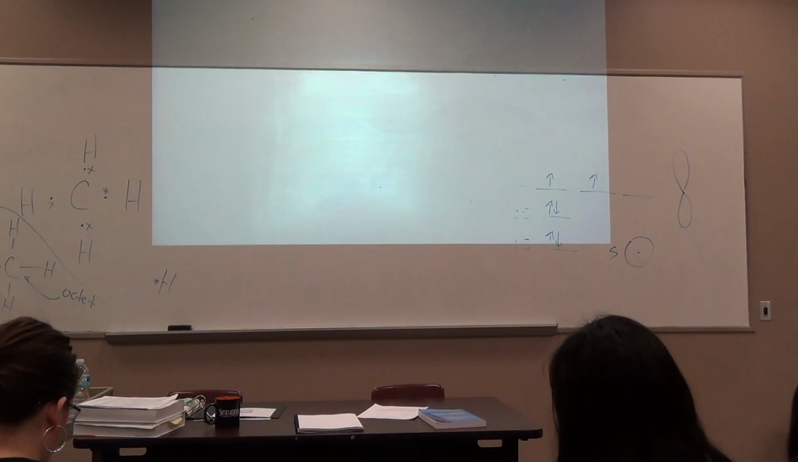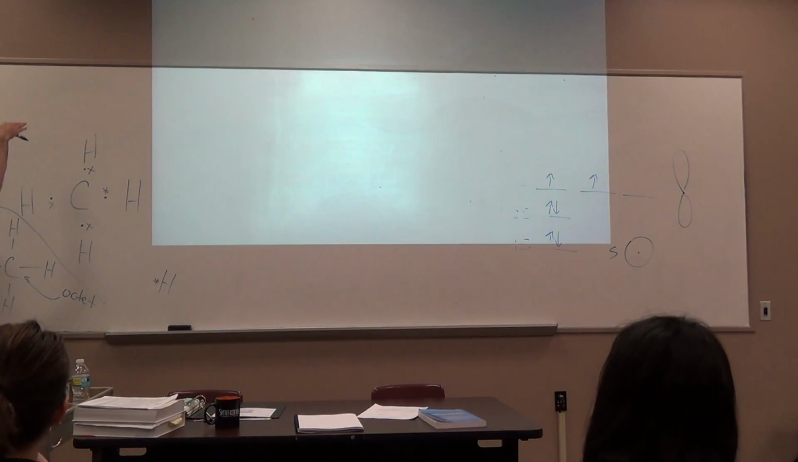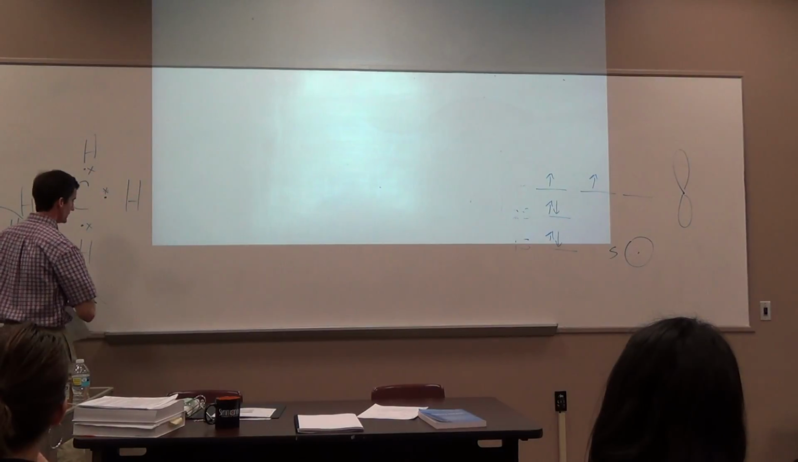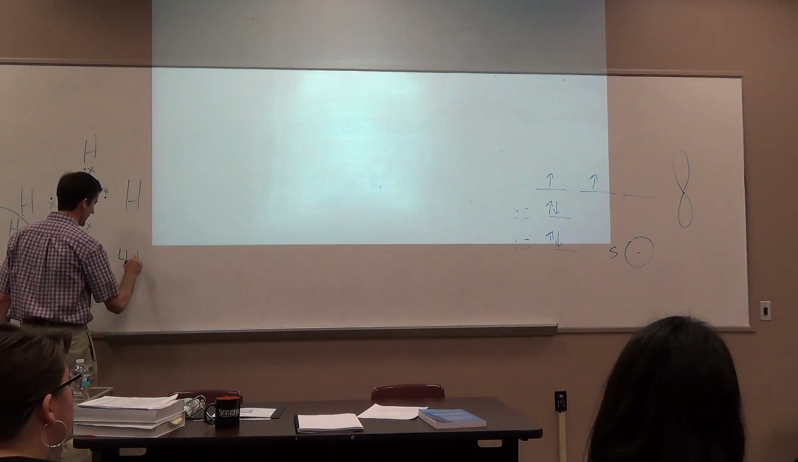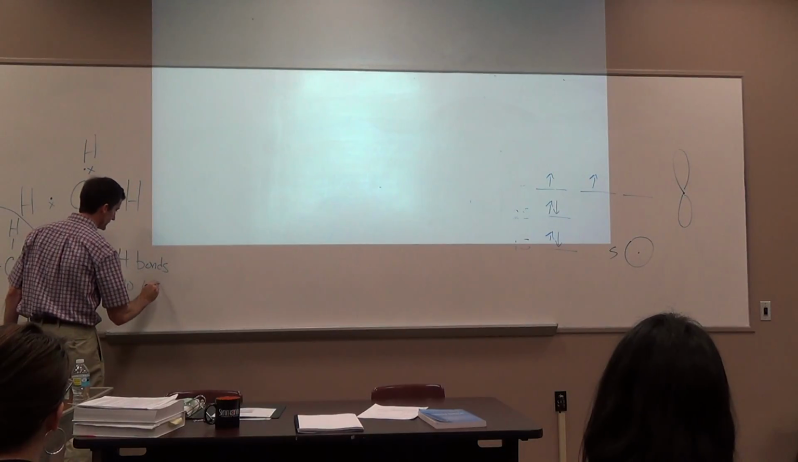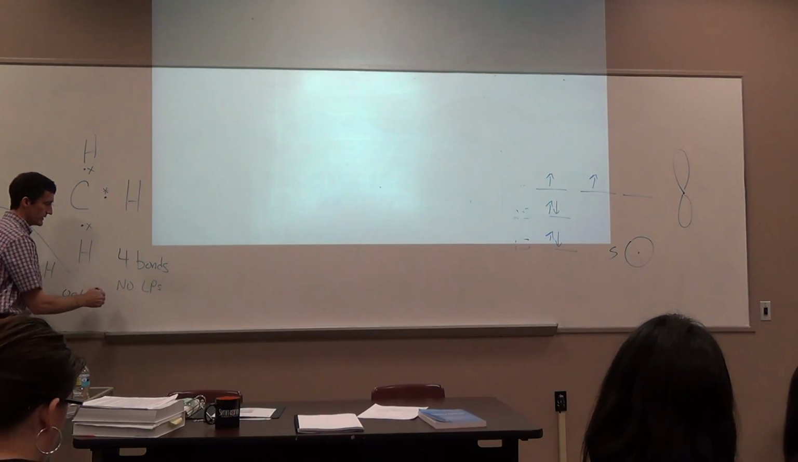And so ultimately, carbon starts with 4 electrons. It needs 4 more. Each bond gets you an electron, essentially. That's why carbon makes 4 bonds. So we can kind of catalog this. Carbon is what? 4 bonds and no lone pairs. You'll see this change.